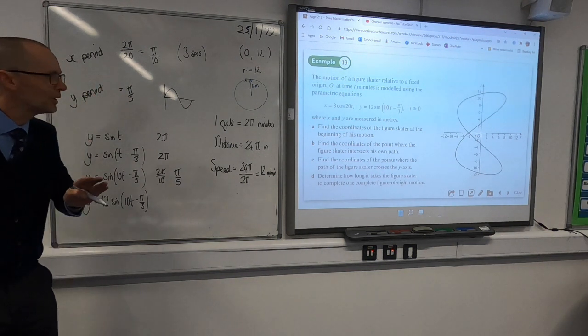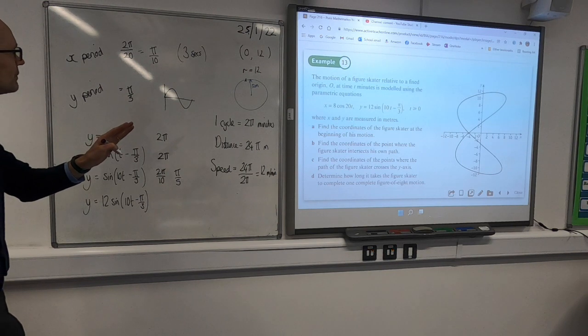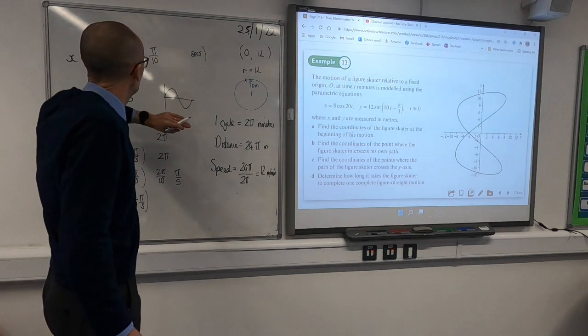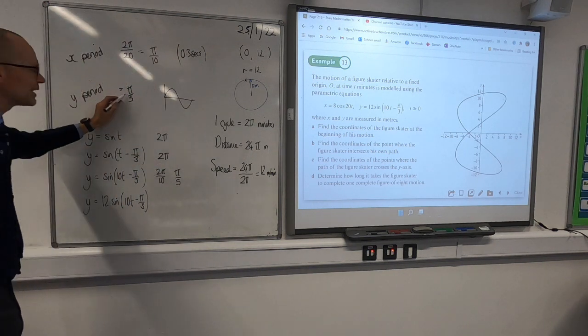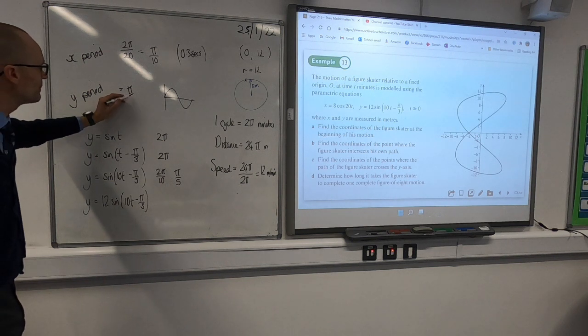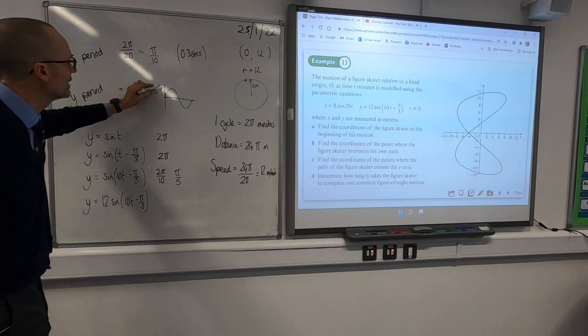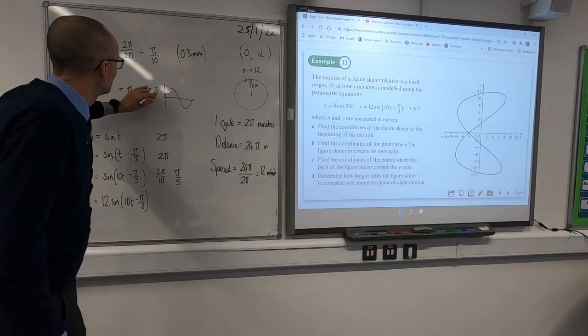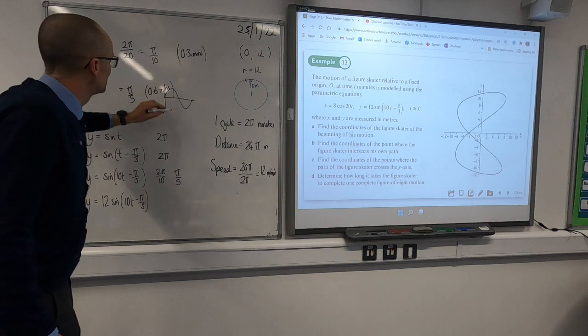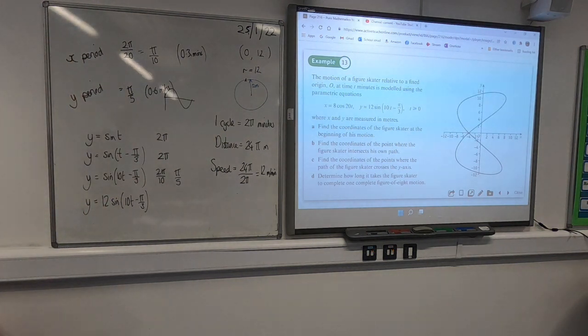Now again, that's about 3... Sorry, this isn't 3 seconds, is it? 3.14 divided by 10, it's about 0.3 seconds, sorry. And this is 3.14 divided by 5, which is about 0.6 minutes, not seconds. So what's the period of the whole figure of 8? Which one of the two is it?